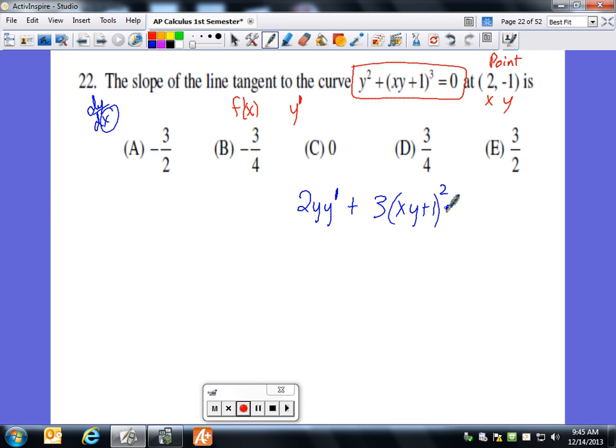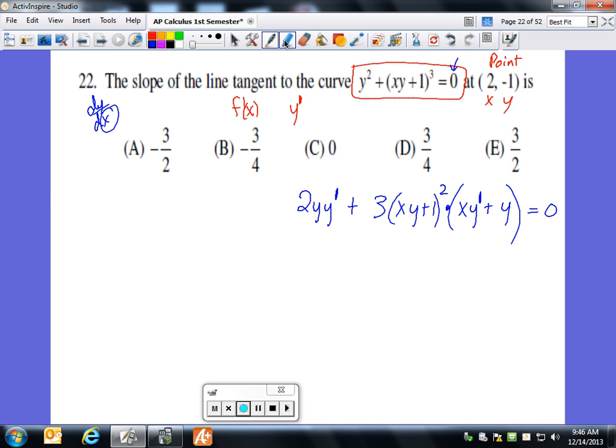So what is the derivative of x times y? That's a product rule in itself. It's the first times the derivative of the second, plus the second times the derivative of the first, which is just 1. Okay? And of course the right side, the derivative of 0 is still 0.